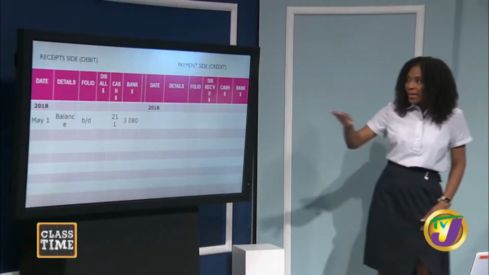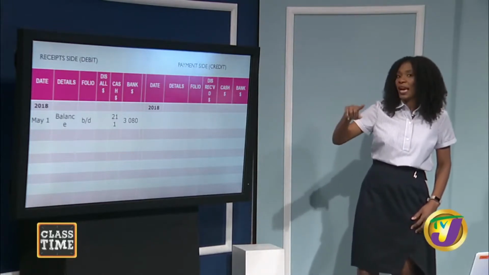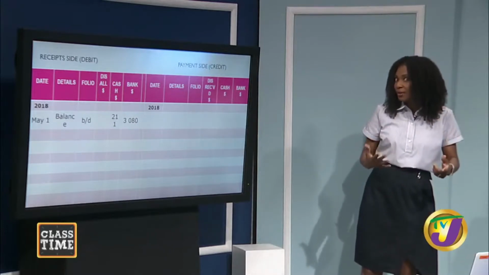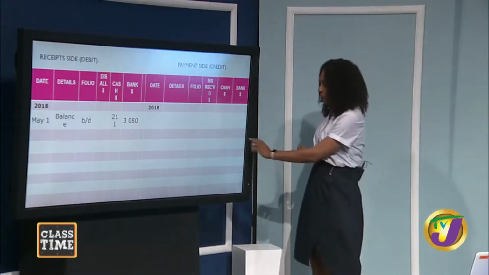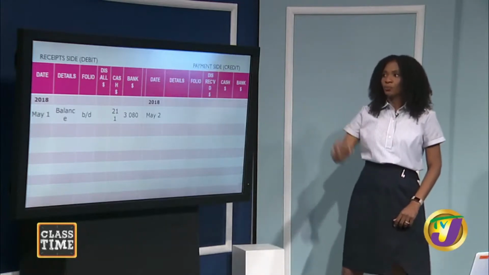Now, we enter our balances on the debit side because both cash and bank are assets. And you would have known that from grade 10, right? Good. Or 9.